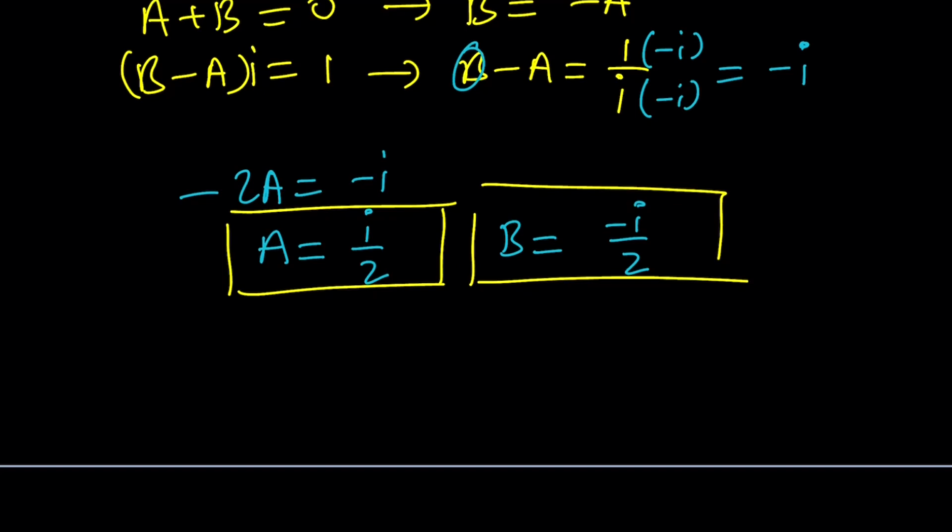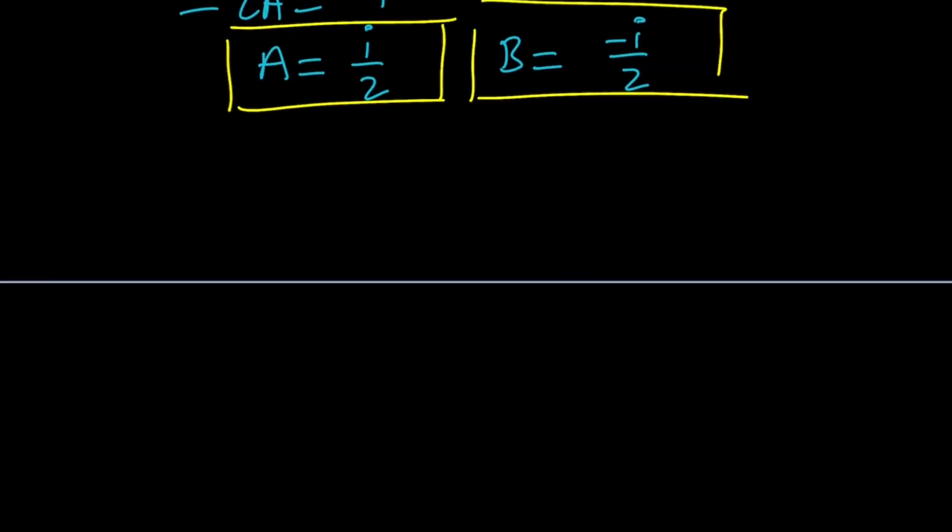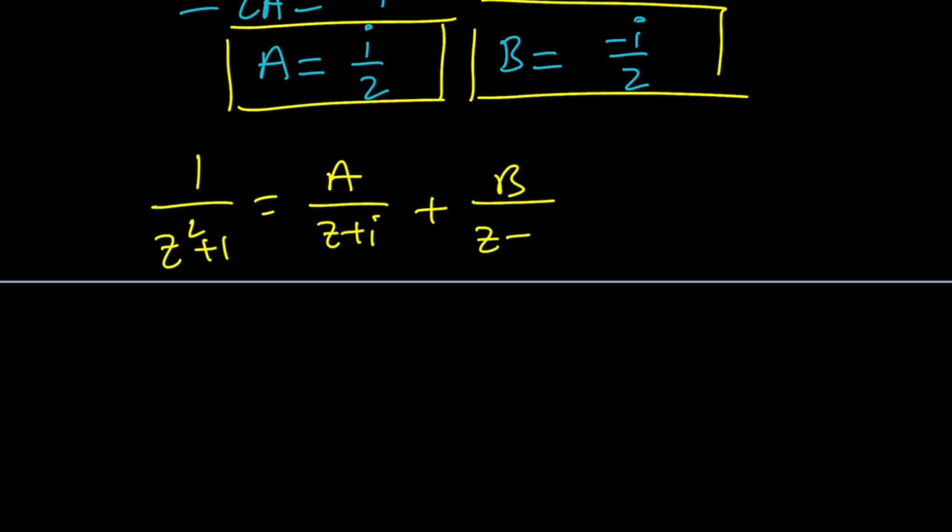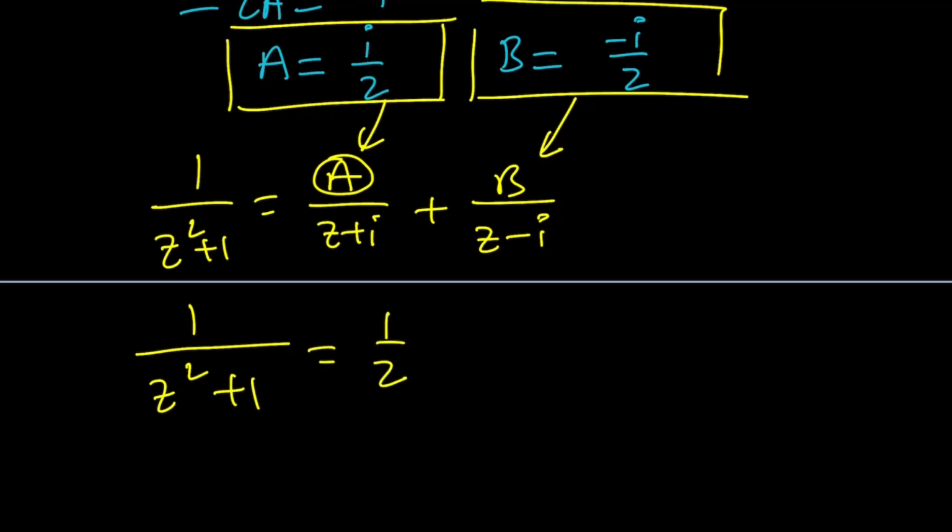Let's go ahead and talk about the other thing. Since we set this equal to a over z plus i, or the other way around, doesn't matter, b over z minus i, now we can replace a and b with those values. But when we do, we notice that there's going to be a 1/2, which we can take out. So let's go ahead and take that out. It's better if we do that because now we end up with what? i over z plus i, right? Makes sense?